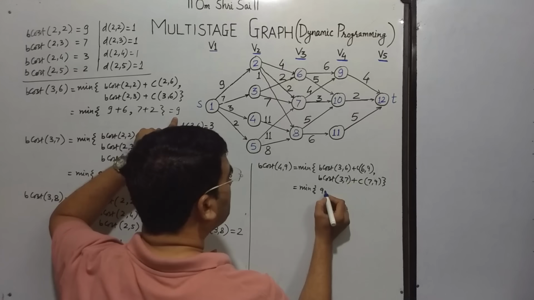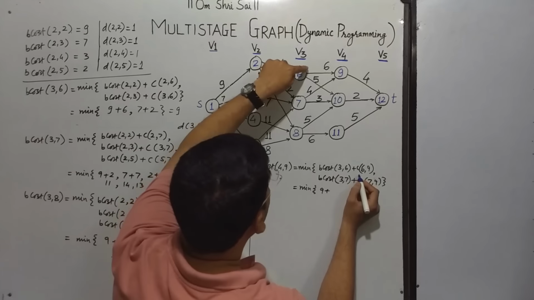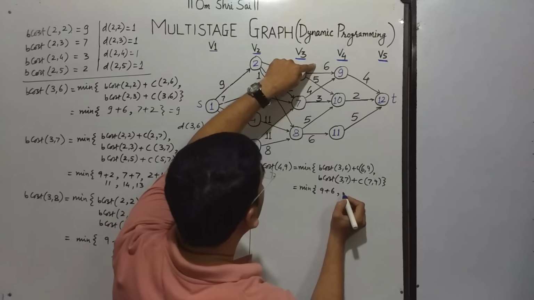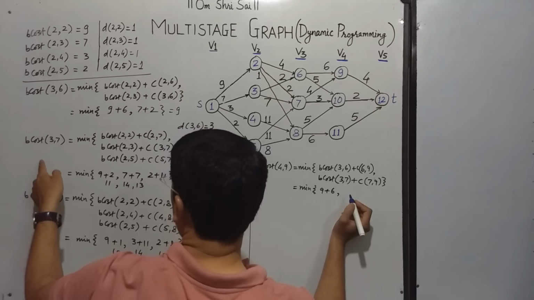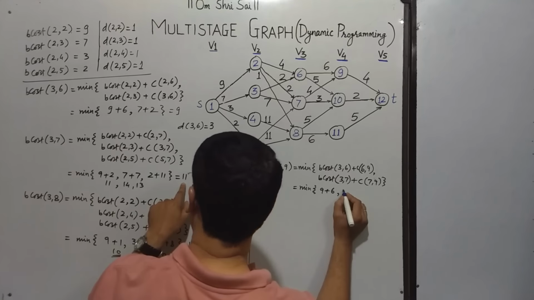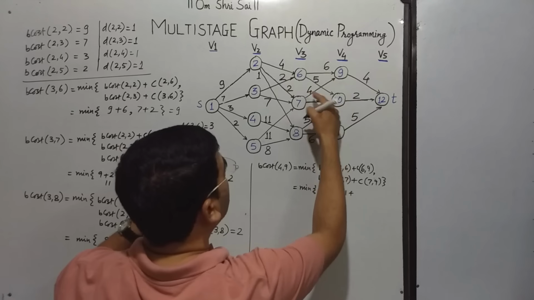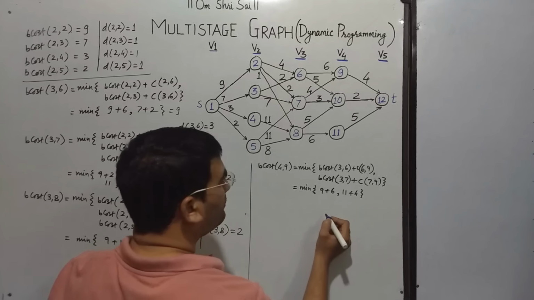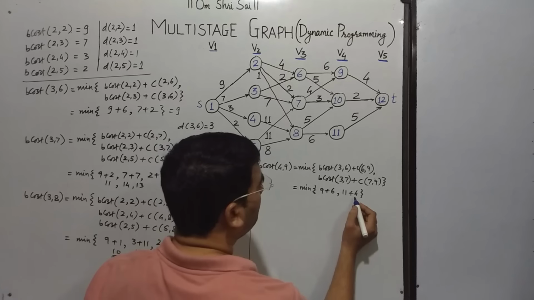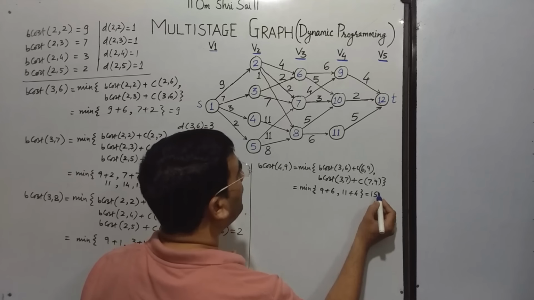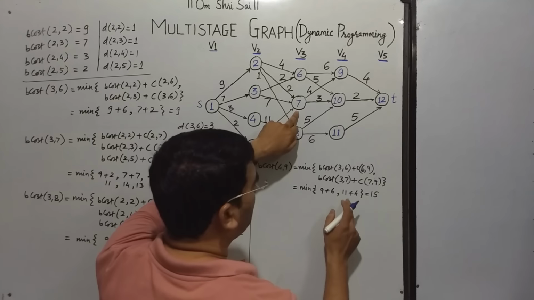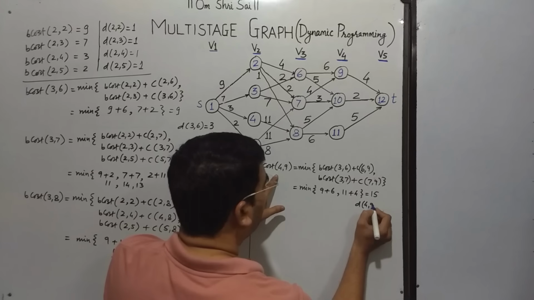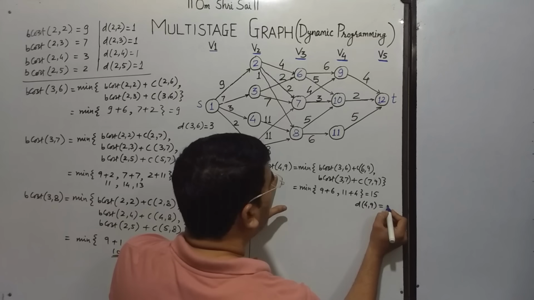So that is 9 plus what is C of 6, 9, that is 6. 3, 7, that is again the previous optimal value, that is 11, plus 7 to 9, that is 4. So what is the minimum value? 9 plus 6, that is 15, 11 plus 4, that is 15. So the minimum value is 15 with the vertex 7. Now D of 4, 9 is equal to, take it as 7.